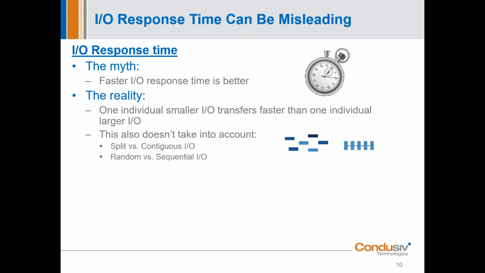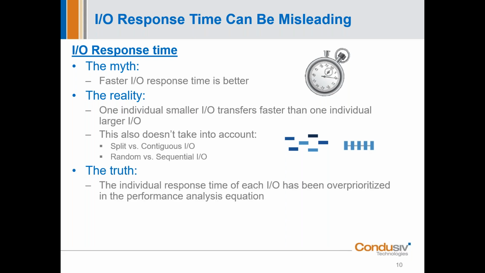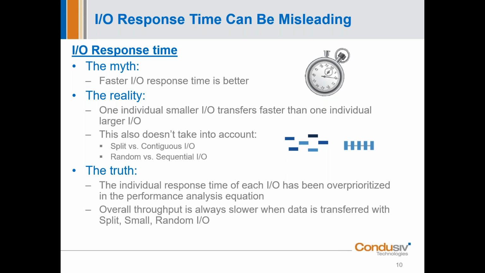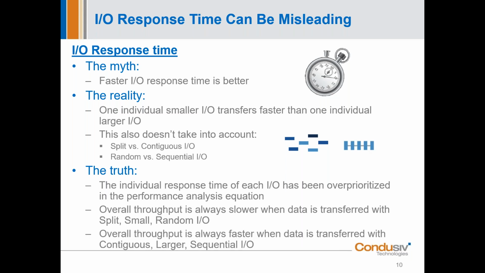Now, this is definitely a forest and trees kind of scenario here, right? The IO response time on individual IOs being the trees, but the throughput of the overall body of data is your forest. And we want to really focus on the throughput of the overall body of data. So the truth is that individual response time of each IO has been over prioritized in this performance analysis equation. And overall throughput is always slower when data is transferred with this split, small, and random IO profile. And the inverse is also true. Overall throughput is always faster when data is transferred with contiguous, larger sequential IO.